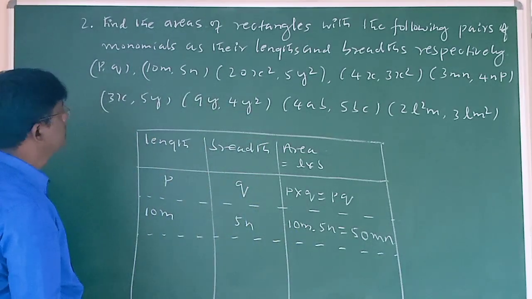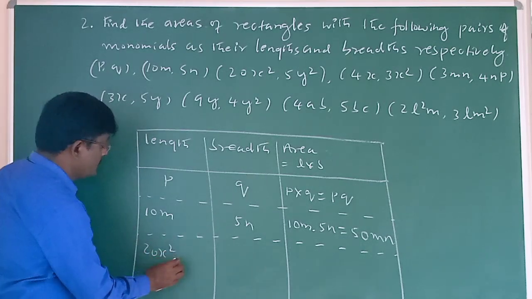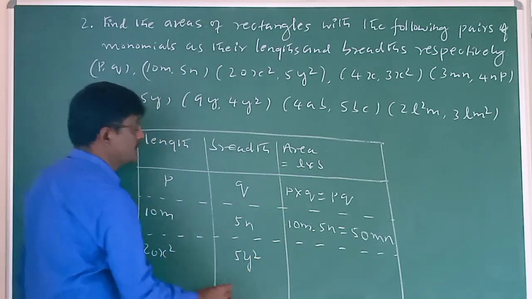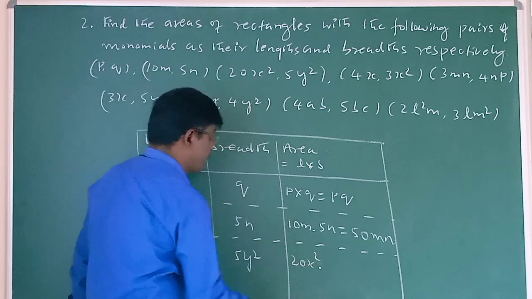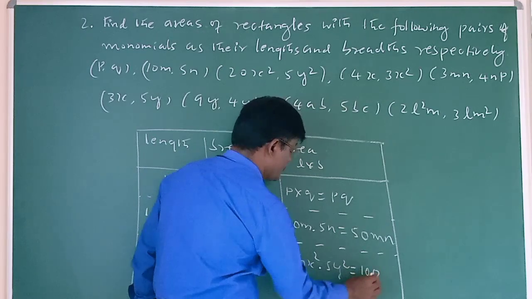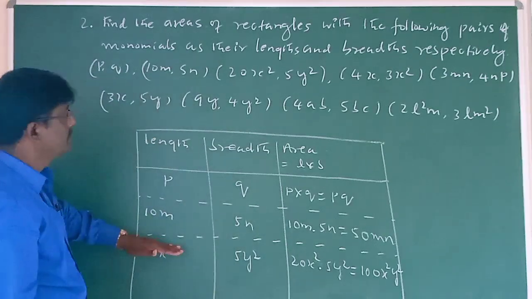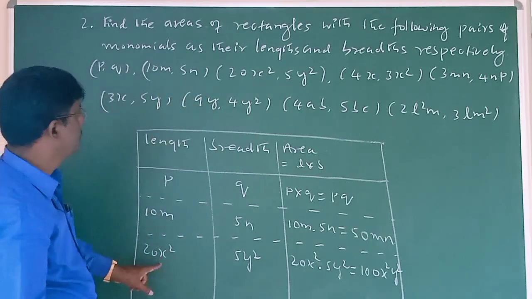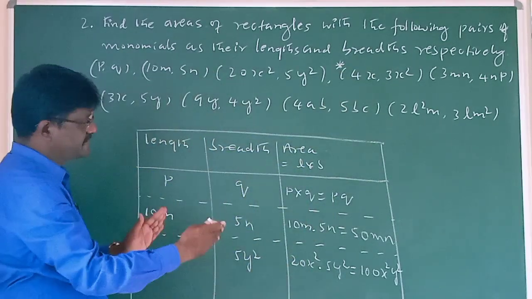Next, we shall take the third: 20x square is the length, 5y square is the breadth, 20x square into 5y square. 5 20s are 100, x square y square. Okay, children, like that, complete the remaining as assignments. After that, put a star mark. You know the star mark. Just by extending the tabular column, do that.